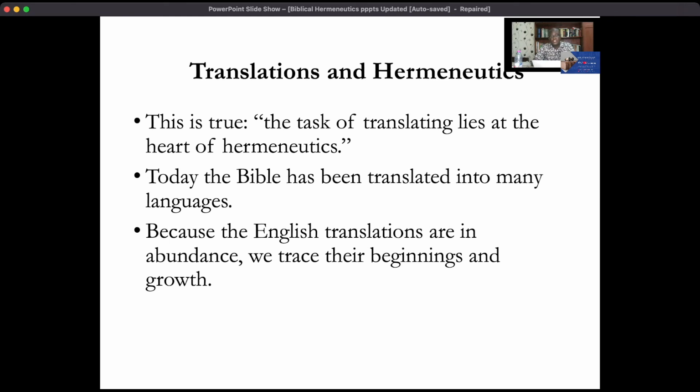This is true. The task of translating lies at the heart of hermeneutics. We must understand that the act of translating is interpretation. Today, the Bible has been translated into many languages. Because the English translations are in abundance, we trace their beginnings and growth. Early translations.